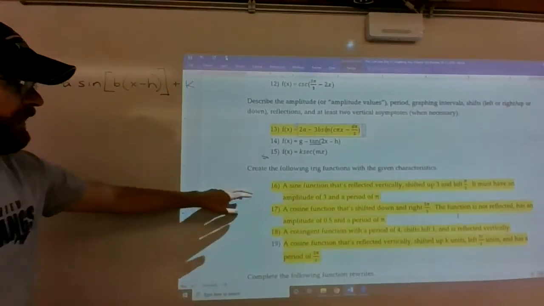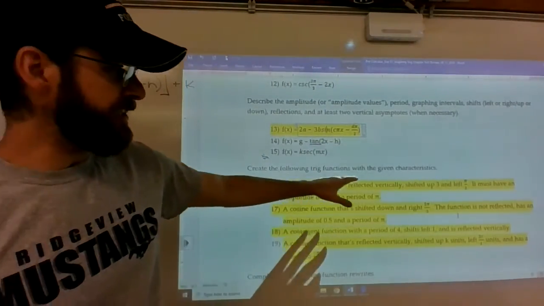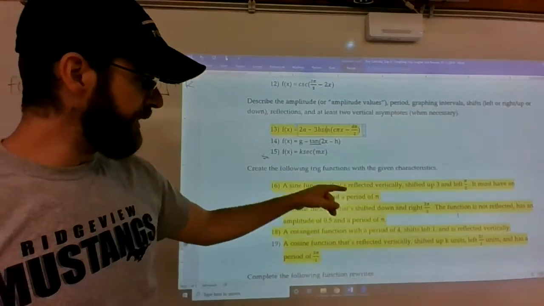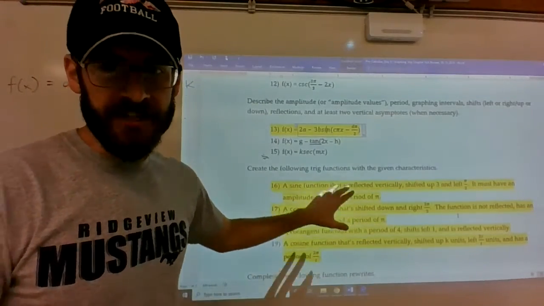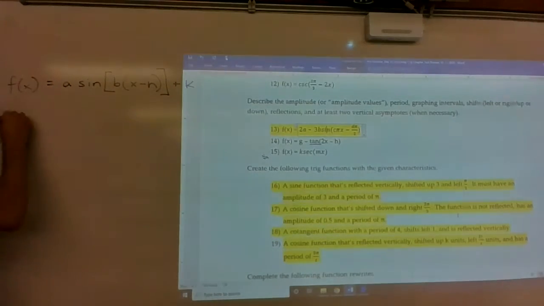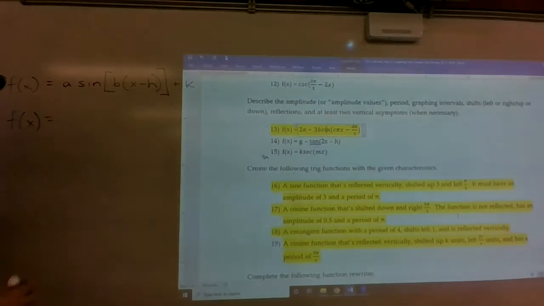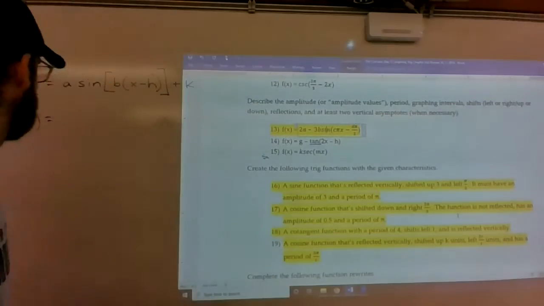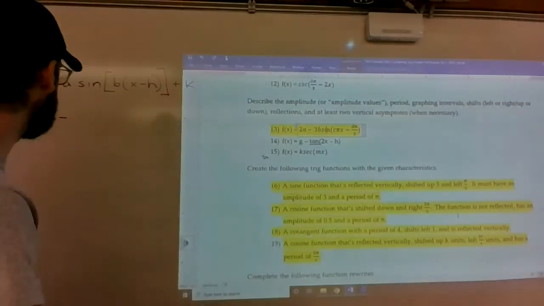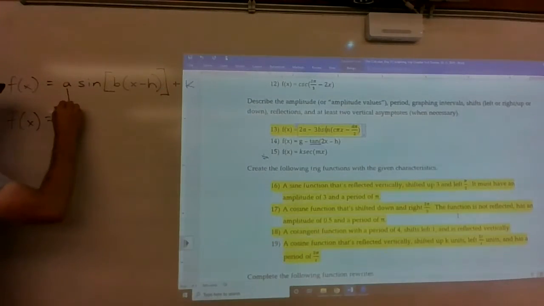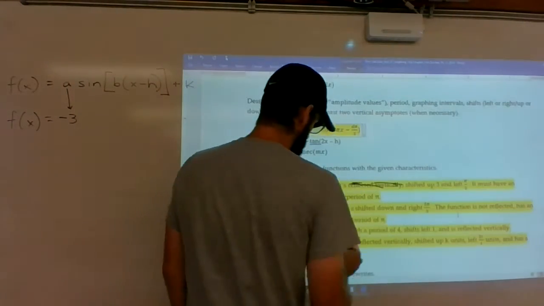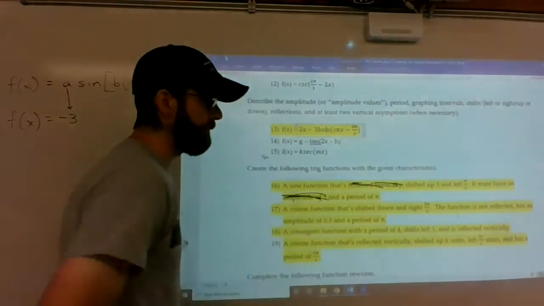Number 16. A sine function that's reflected vertically, shifted up 3, and left pi over 2, which must have an amplitude of 3 and a period of pi. That's what we're trying to plug into this formula right here. So it's reflected vertically. That A is going to be negative, that amplitude. The amplitude is 3. So we took care of those two. I'm just going to check some things off as we take care of them.